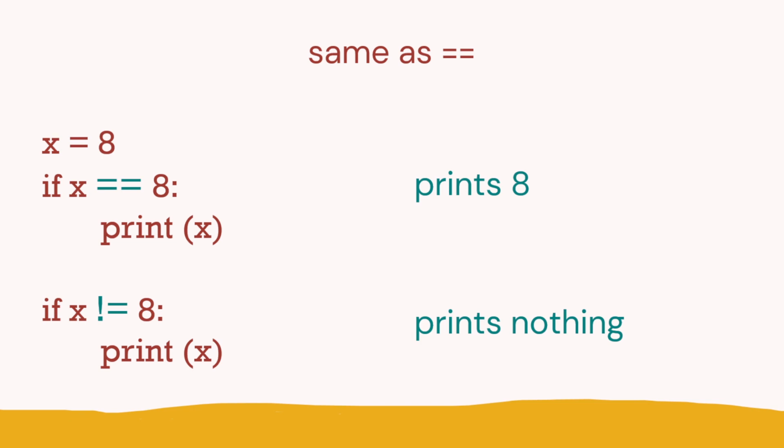Now the opposite of that is not equal, not the same as. So we can use the exclamation mark and equal sign in Python. So here, if x is not equal to 8, print x. So that will print nothing.